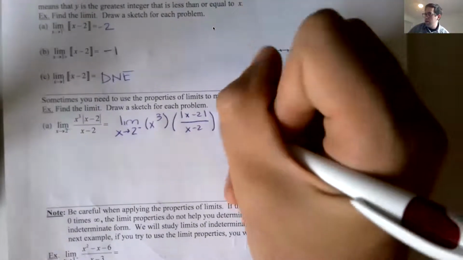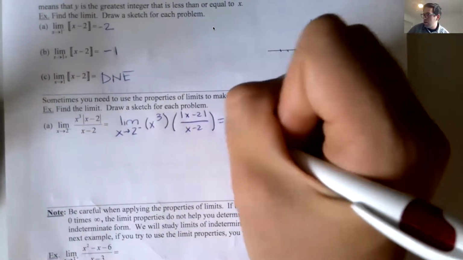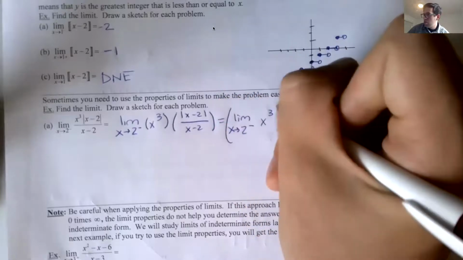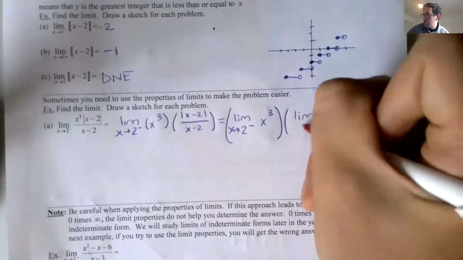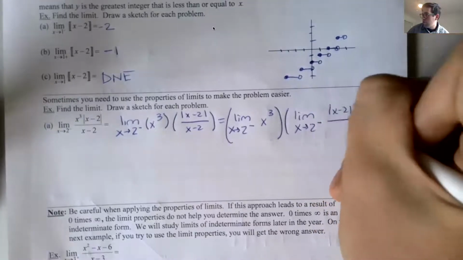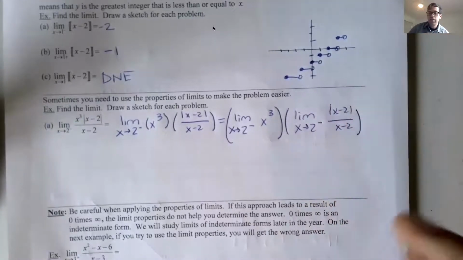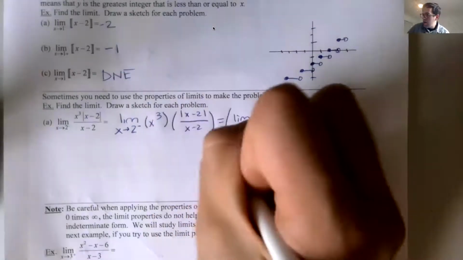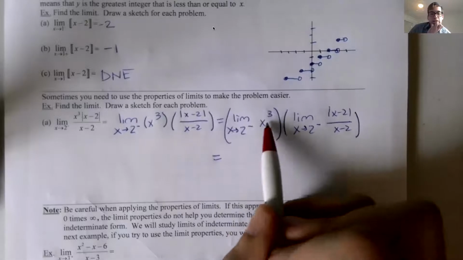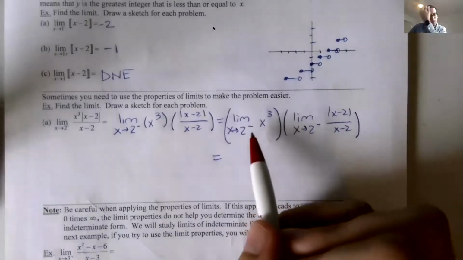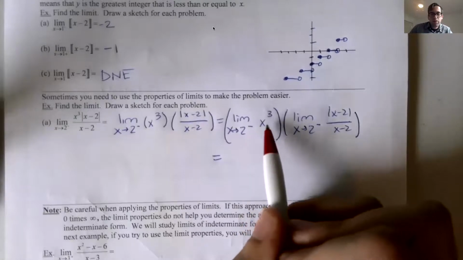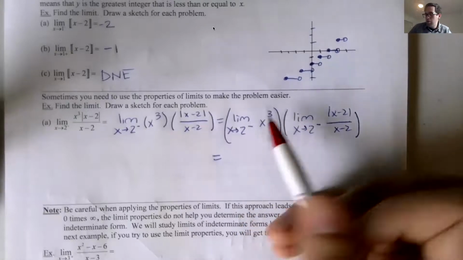And now what I can do is change this into the limit as x approaches 2 from the left of x cubed, times the limit as x approaches 2 from the left of absolute value of x minus 2 over x minus 2. Okay, and the limit as x approaches 2 from the left of x cubed. Well, x cubed is a continuous function. We don't really have to worry about coming from the left or coming from the right. We can just plug in 2. Direct substitution, right? So 2 cubed is 8.